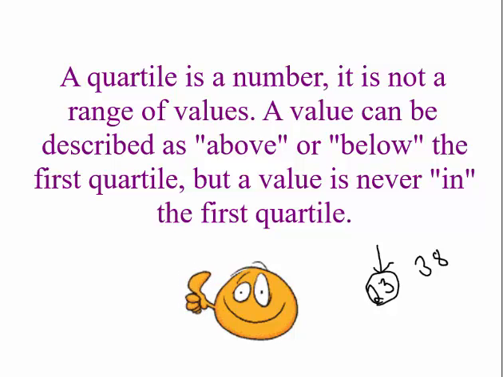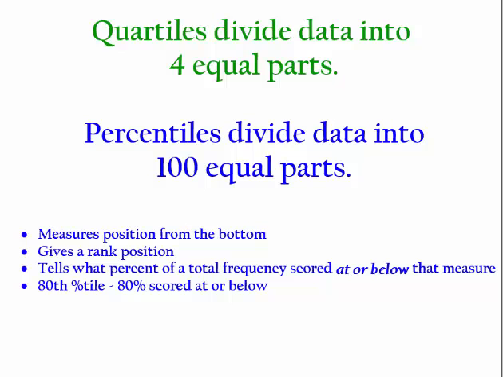Okay, now let's take a look at percentiles. Whereas quartiles divide a data set into 4 equal parts, percentiles divide a data set into 100 equal parts. And you've heard this term percentiles before. It measures position from the bottom or the lowest.